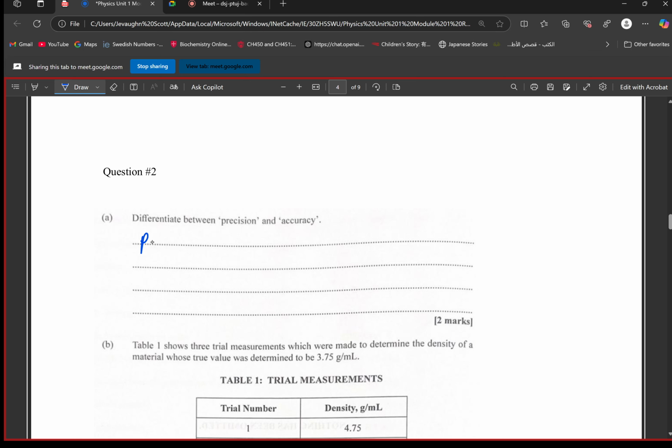I don't know if it's going to be a waste of time for me to write it, but precision specifically has to do with consistency and repeatability of measurements, regardless of their accuracy. So we're looking at consistency, and the fact that it may be repeatable. So repeatability, and now accuracy.